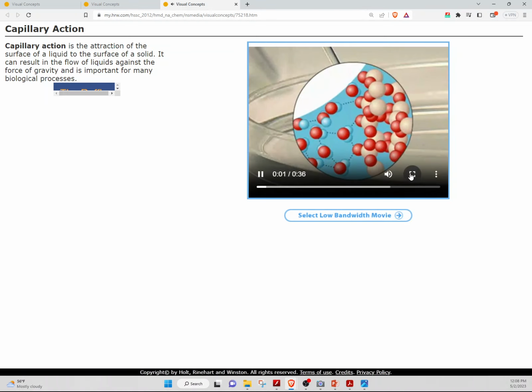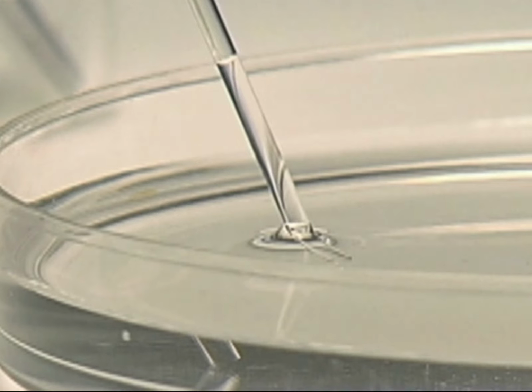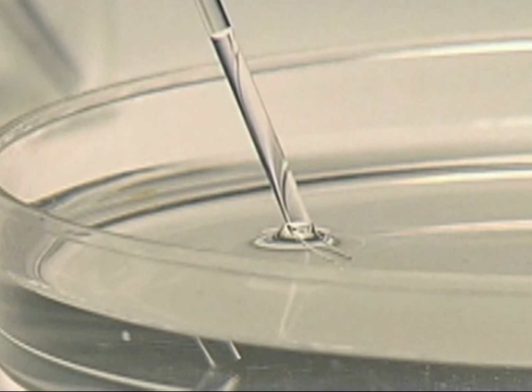Capillary action is the attraction of a molecule on the surface of a liquid to the molecules of the surface of a solid. Because of capillary action, liquid moves up this very narrow capillary tube.